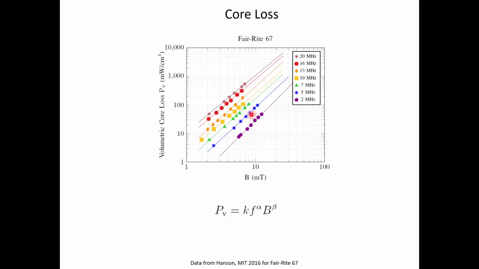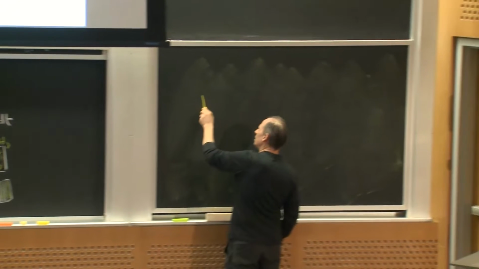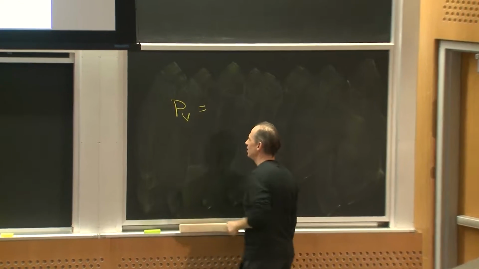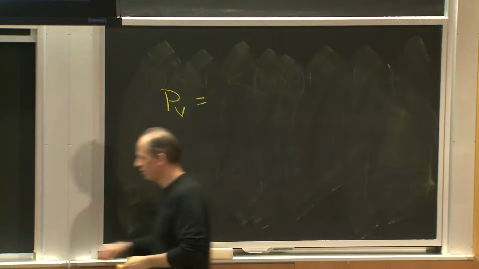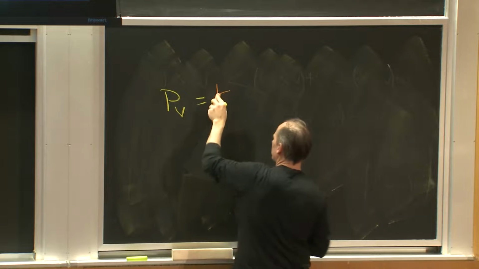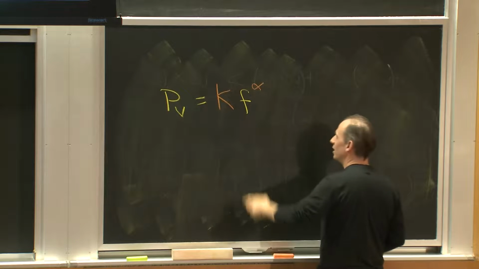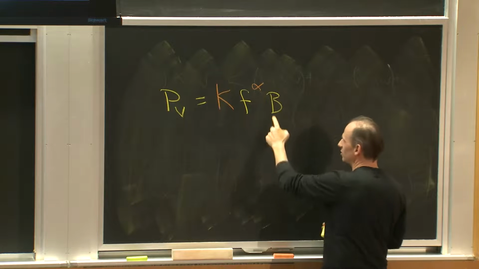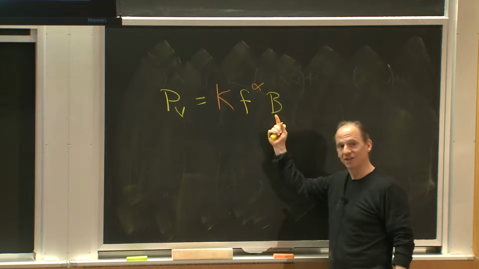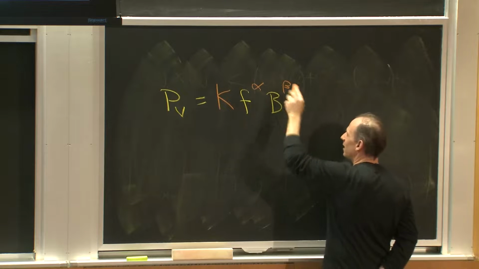And you might get curves like this. You can see that the loss goes up, this is a log-log plot, so it goes up to some power of the flux density, and it also increases somehow in frequency. They model it and say the power per unit volume, P sub V, is equal to some constant K times some frequency to the first power, alpha, and some AC flux density amplitude, and this is only usually measured for sinusoids, unfortunately, to some other power beta.